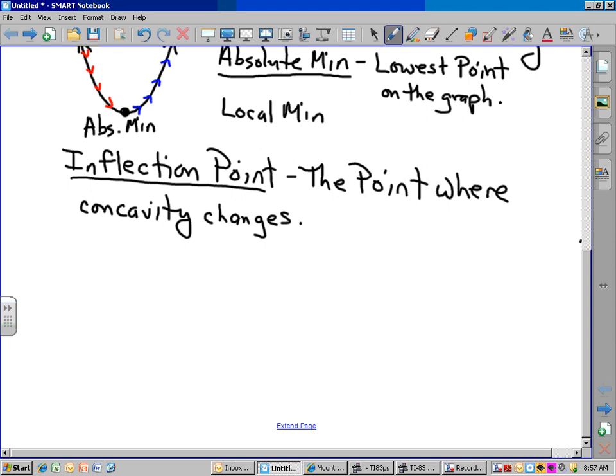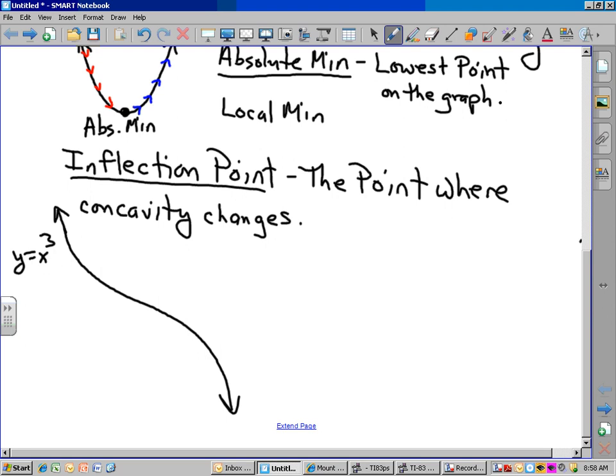This is more of a calculus term, okay? An inflection point. That's the point where concavity changes. Okay, what's concavity? Let me try to show you here. All right, I'm going to use a very simple y equals x cubed. Okay, nothing special here, just a plain y equals x cubed. Now, part of this graph we're going to consider to be concave up, and the other part is going to be considered to be concave down.